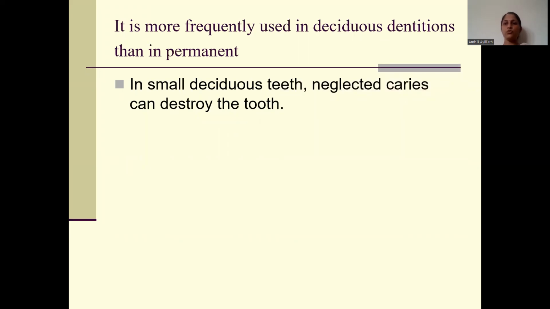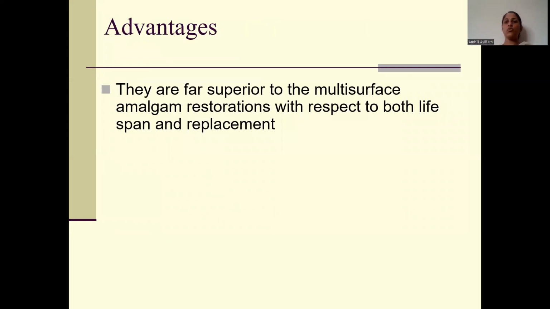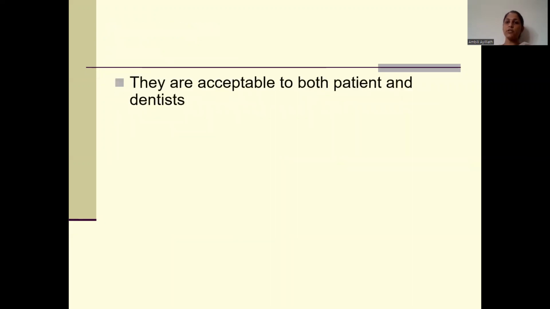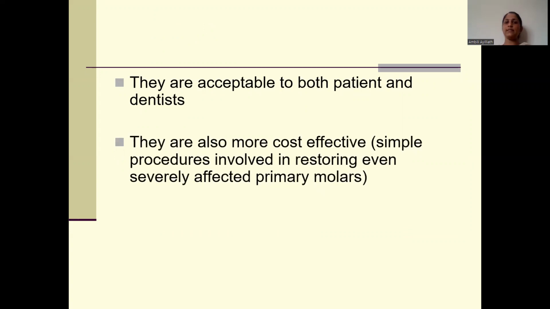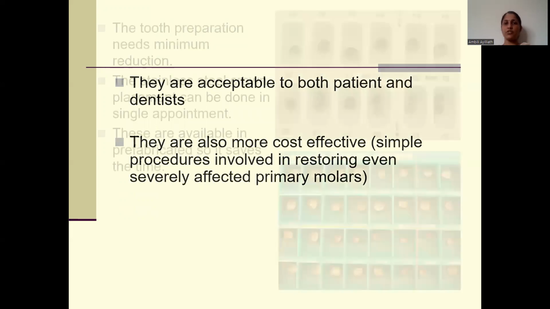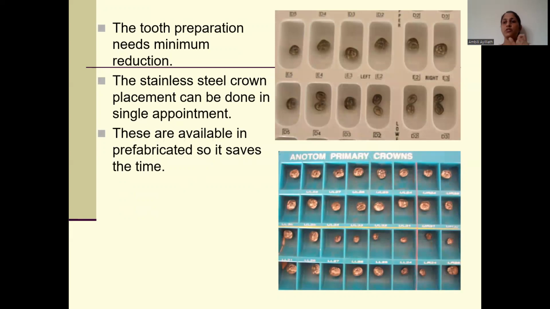Now, what are the advantages of using it in distressed dentition? Because you know that in a primary tooth, the crown structure is very minimal. So often what happens is the neglected caries can destroy the entire tooth structure, leading to multi-surface caries lesions. So we can go for a single semi-permanent restoration like an SS crown instead of multi-surface restorations. They are acceptable for both the patient and the dentist, and they are also more cost effective, and the patient can perform regular masticatory function. And the tooth preparation required for a stainless steel crown is minimal.